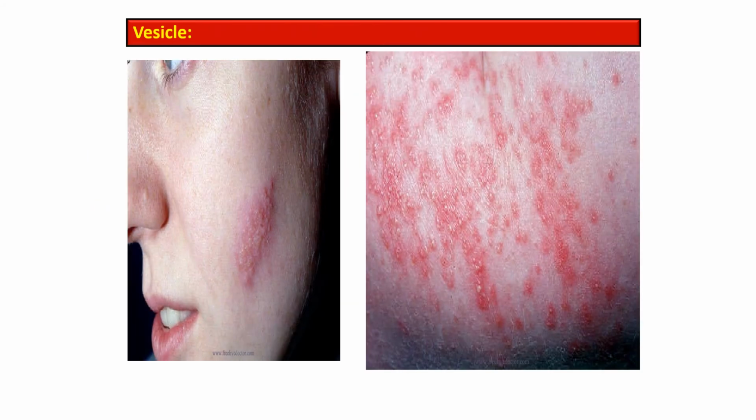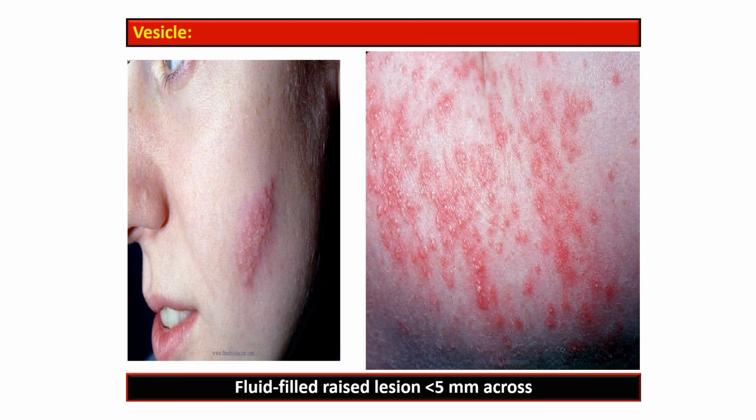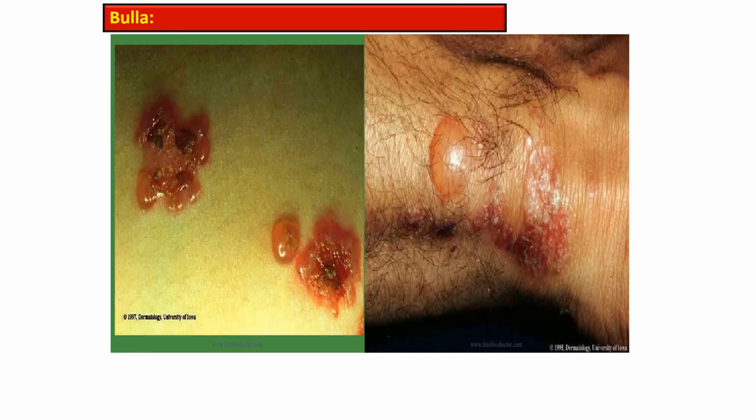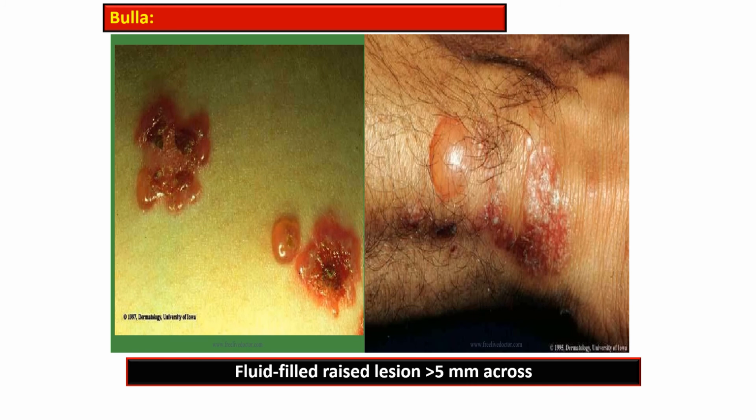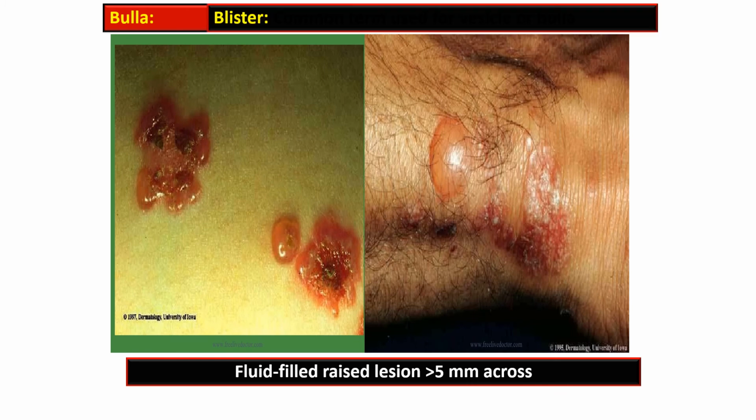There is a clear distinction between the two terms, the vesicle and bulla. The vesicles are the morphologic lesions that are characterized by fluid-filled raised lesions less than 5 millimeter across, and the bullae are the fluid-filled raised lesions that are more than 5 millimeter across.